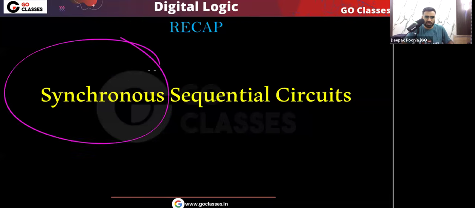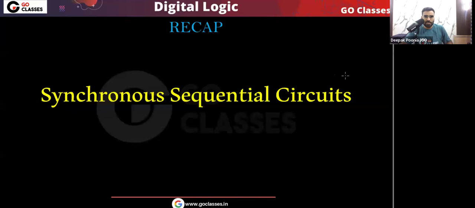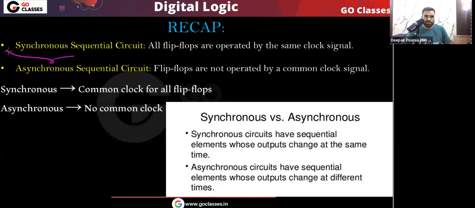We have already seen in the previous lectures what is a synchronous sequential circuit. Sequential circuits are basically of two types, synchronous and asynchronous. The definition is very simple. A synchronous sequential circuit means all the flip flops are operated by the same common clock signal. An asynchronous sequential circuit means the flip flops are not operated by a common clock signal. In synchronous circuits we have a common clock signal for all the flip flops, and in asynchronous sequential circuits we have no common clock.